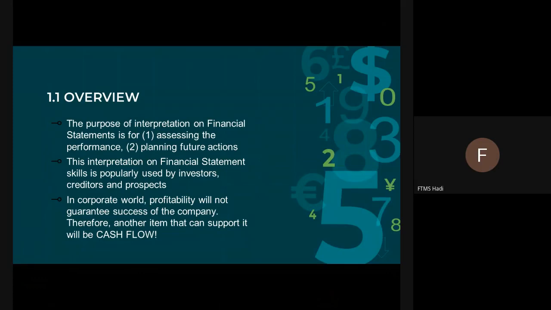Okay, so let's have a look at the overview here. Why is the interpretation of financial statements so important, especially for financial analysts, business analysts, and investors? The first reason is to assess the performance. Of course, we want to see whether the company is financially good or bad. The second is planning for future action. If the company has some financial weaknesses, what will be the action and mitigation to ensure that business growth will be there? We don't want a troubled company to become more troubled and lead to bankruptcy and insolvency.